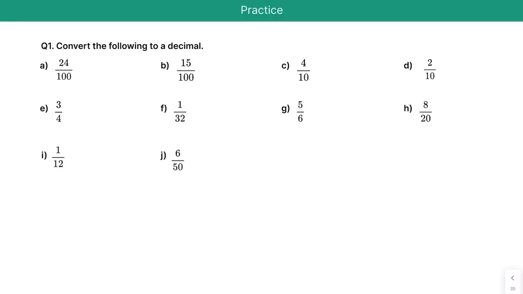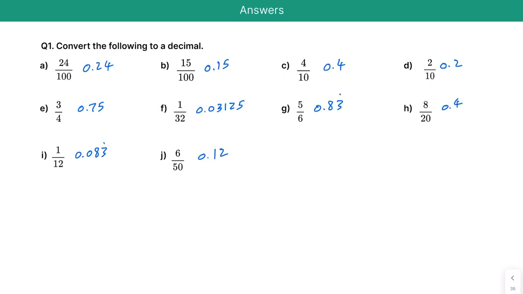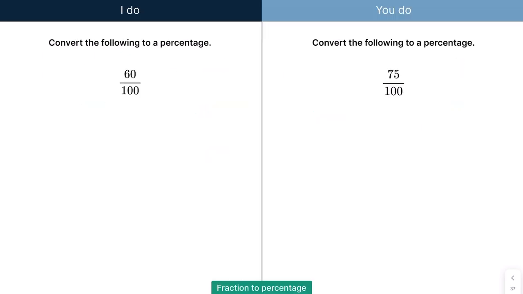So here are some practice questions. Press pause and have a go. Here are the answers. Now moving on, how do you go from a fraction to a percentage?